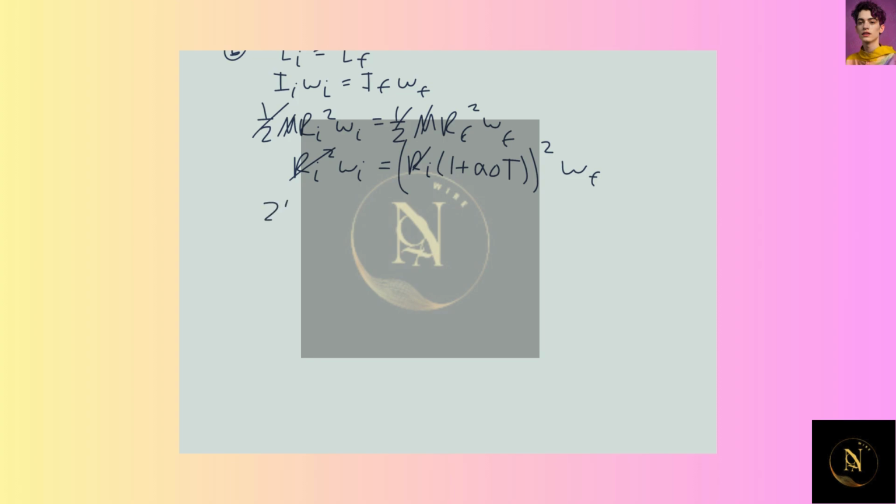Omega initial is 25 radians per second, divided by 1 plus alpha, for copper is 17 times 10 to the negative 6 inverse degrees Celsius, times delta T, which is 20 minus 850, all squared. And then omega final, you find that omega final is equal to 25.7 radians per second.